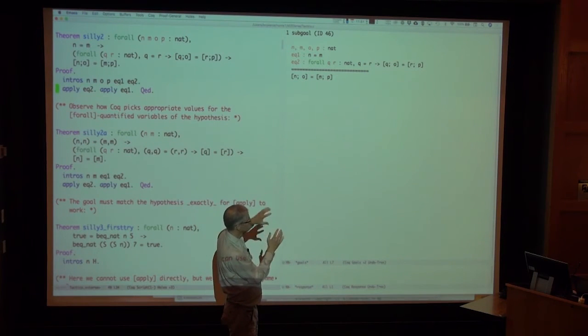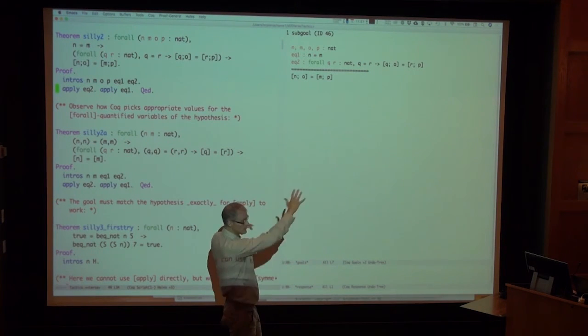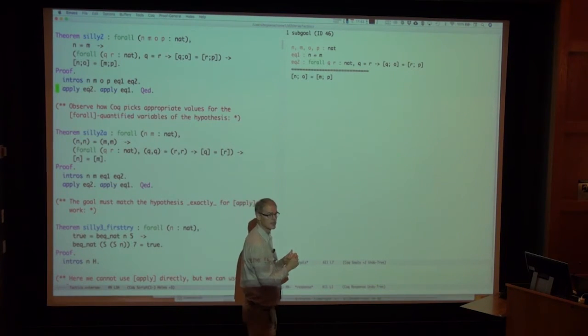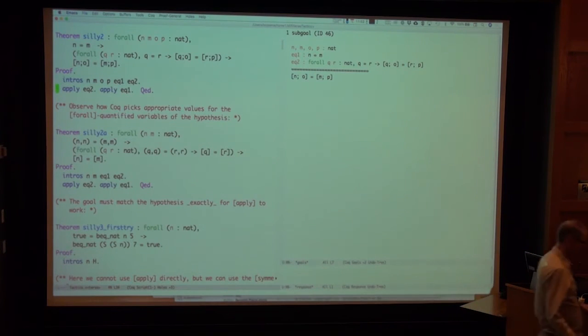And in order to do that operation, we need to lay the conclusion of EQ2 over the top of the goal state. And then it's the unification process that fills in the appropriate values for Q and R, namely N and M, allowing us to go forward the last step.